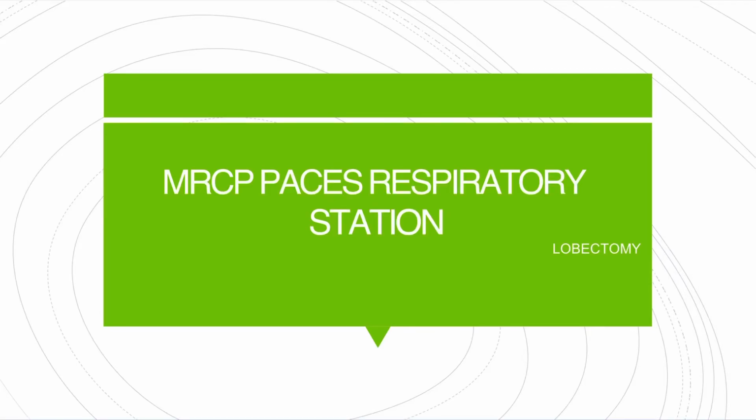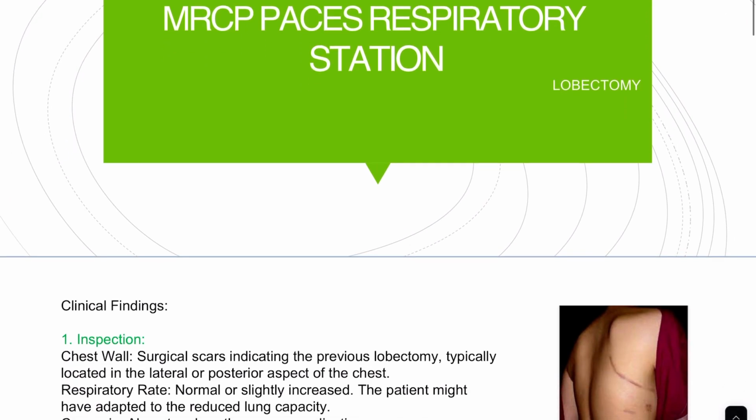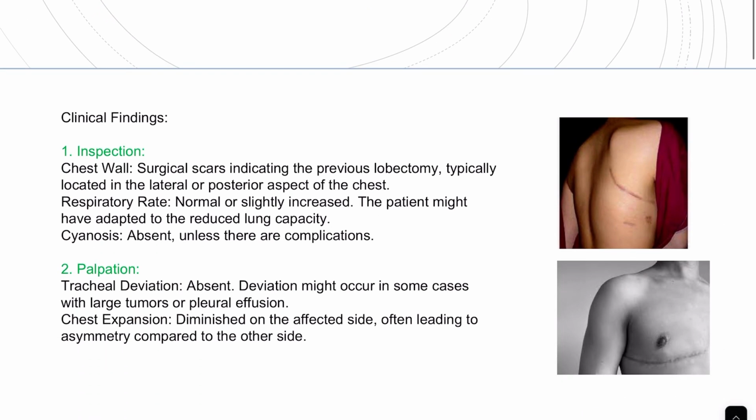So today we're going to discuss the MRCP PACES respiratory station, and I'm going to talk a bit about a case of lobectomy. Remember, this case is actually quite simple because once you do the inspection, the scar will be obvious, and you already have an idea that the patient has had some procedure or surgery in the lungs, which could be a lobectomy, a pneumonectomy, or a wedge resection.